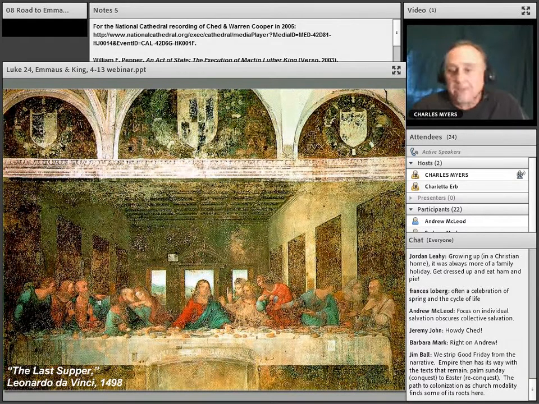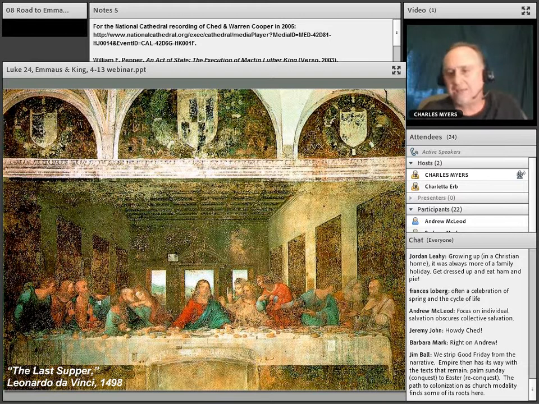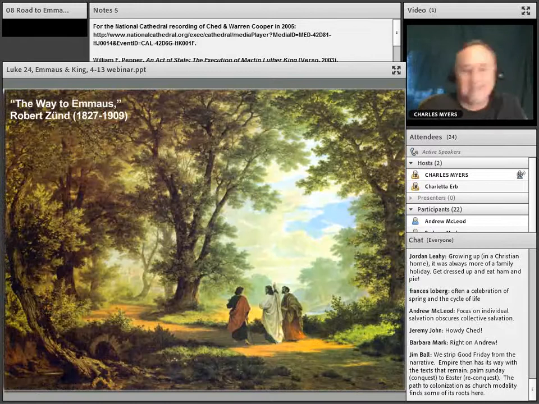The road to Emmaus exists in popular churchly imagination as a contemplative stroll through a shaded landscape, a casual tete-a-tete delightfully interrupted by the risen Lord. In other words, it looks like this.